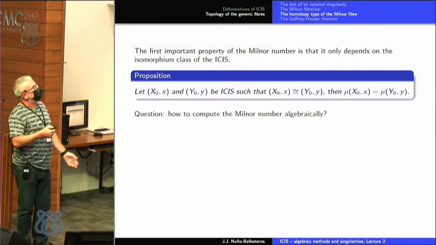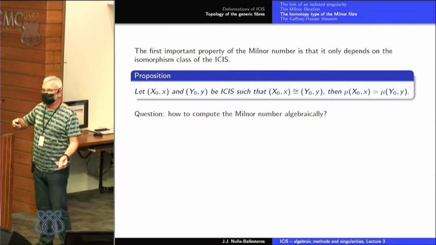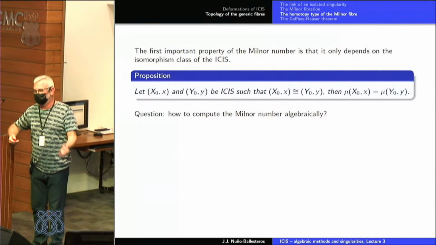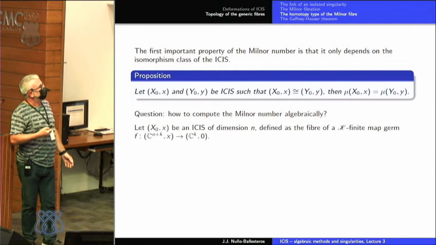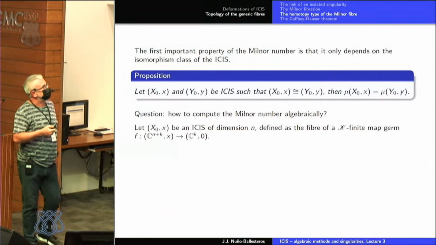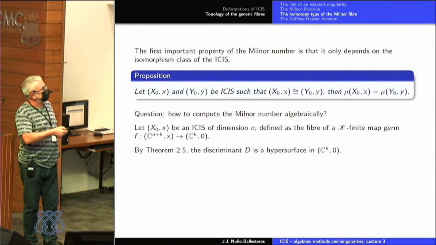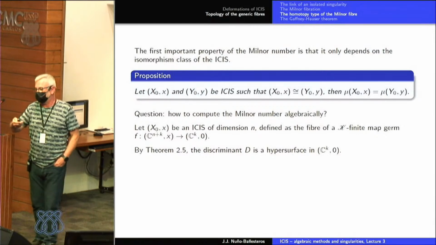Question: how to compute the Milnor number algebraically? If you were at the lecture yesterday by Matthias and Anne, they showed how to compute it, but I will explain again, okay? So we start with an ICIS of dimension n, which is the fiber of a K-finite map germ F from C^(n+k) to C^k. And then we know by the theorem that the discriminant is a hypersurface in C^k. So it has dimension k minus 1, okay?